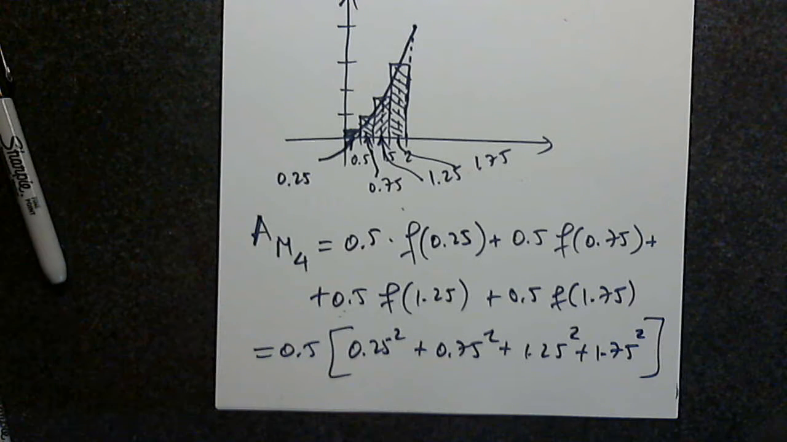So go to Stat and press Enter because we want to edit. If I edit list L1, in this case, this is just the x values. 0.25 is the first one, 0.75 is the next one, 1.25 is the next, and 1.75 is the last. Enter. So we have 4 midpoints.